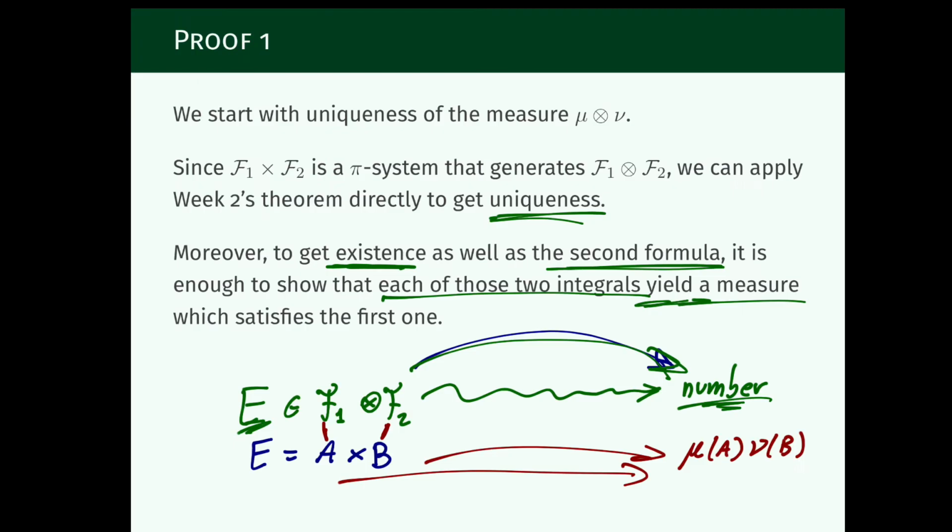And let's move to the proof. We already discussed what it is that we have to prove. We already have uniqueness. So we just have to show two things. First, that this process that assigns to each measurable set E a number is a measure. And moreover, when the set E happens to be a rectangle, this measure will be given by the product of the measures of the sides of that rectangle.